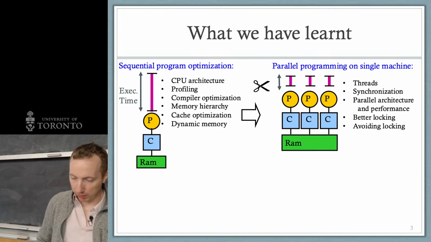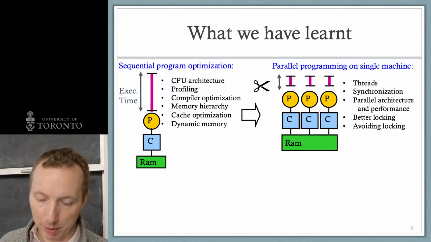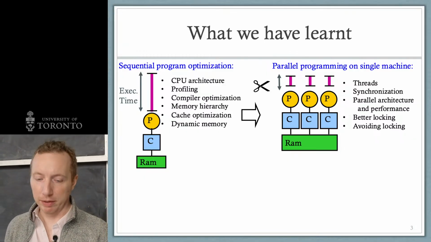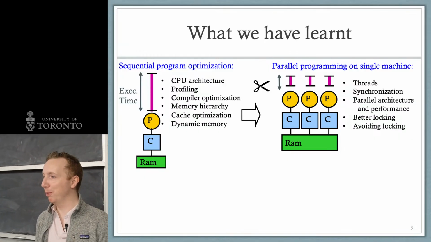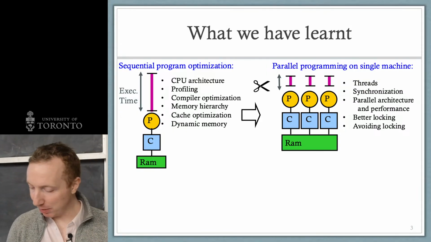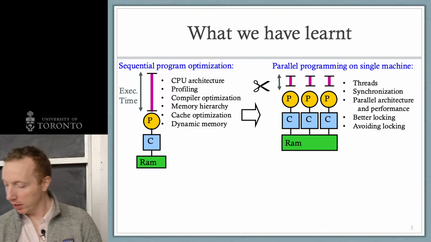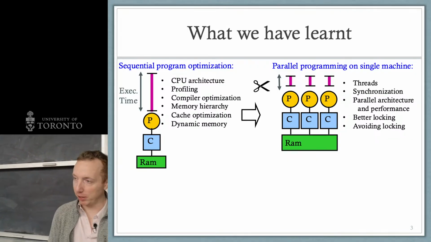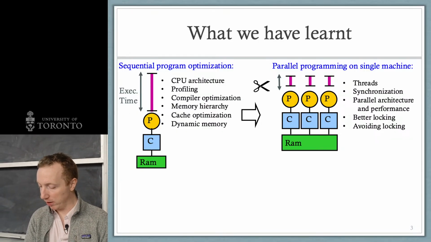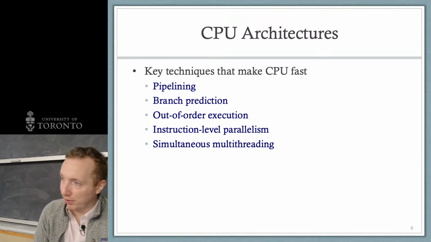So let's go through it quickly. What did we learn? We started off with sequential program optimization, talked about CPU architecture, and profiling, which was optional from lab 1 on. Hopefully you used it. I guess some of you did not. Then some compiler optimization, the memory hierarchy, cache optimization, coherency and consistency, dynamic memory, then threads, synchronization, parallel architectures, performance, and again, locking and avoiding locking. So, review from the beginning of the course.